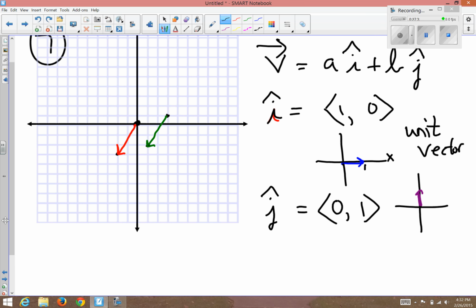So to write the vector in this form, this will be the third way to write a vector, because we had the component form, and we had the magnitude direction form. Now we have this A I plus B J form.